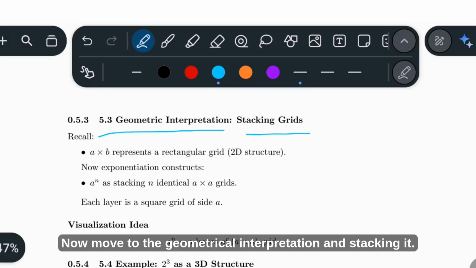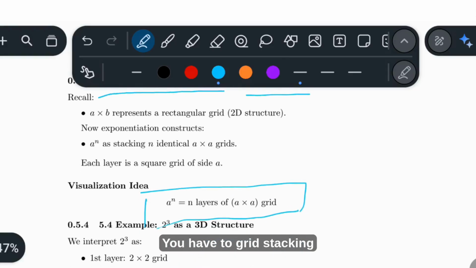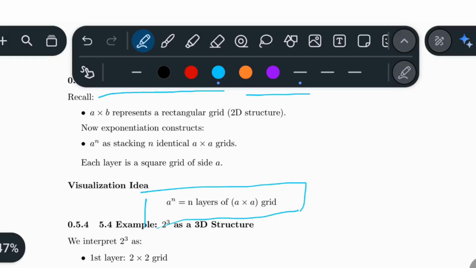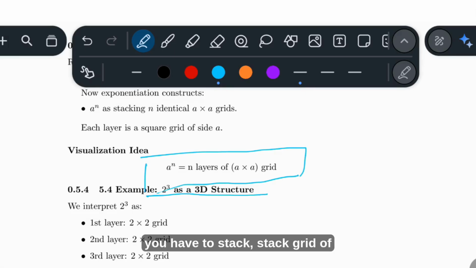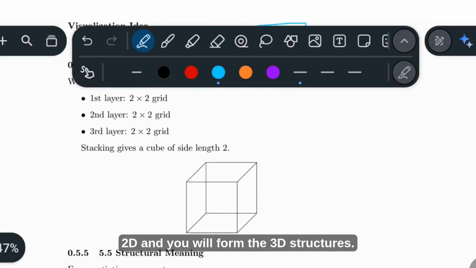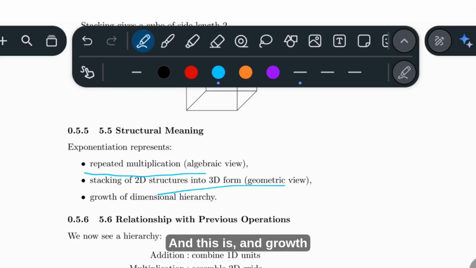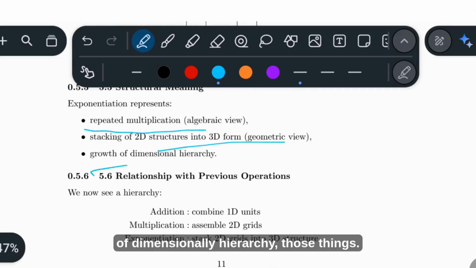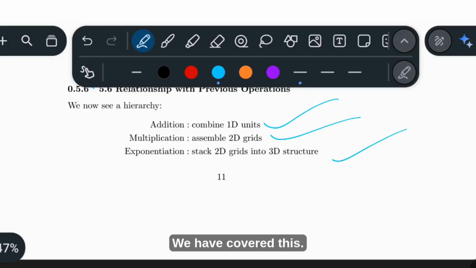Now move to the geometrical interpretation and stacking. It simply denotes this. When you have to build a three-dimensional structure, you stack grids of 2D, and you form the 3D structure. Structural meaning: exponentiation represents repeated multiplication and growth of dimensional hierarchy. So these things we have covered.